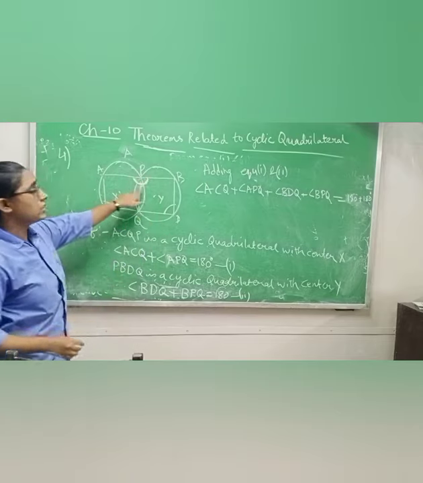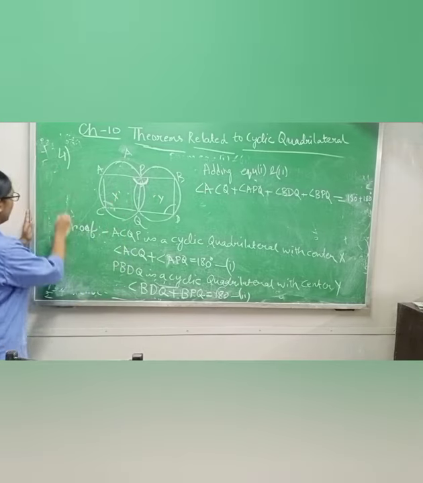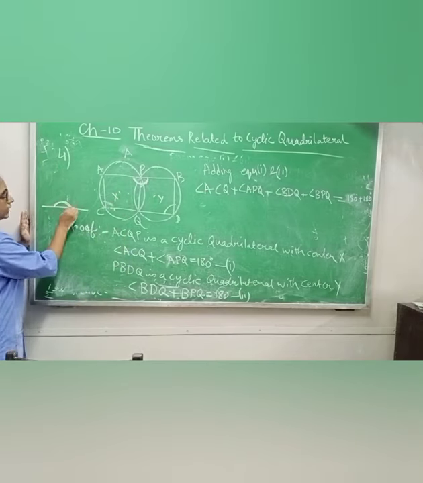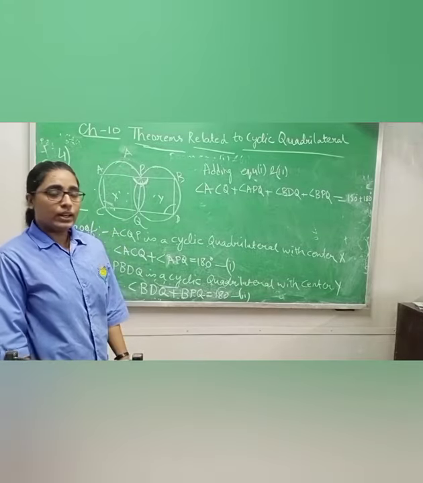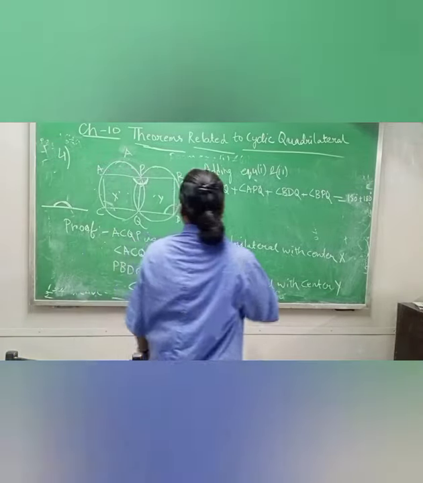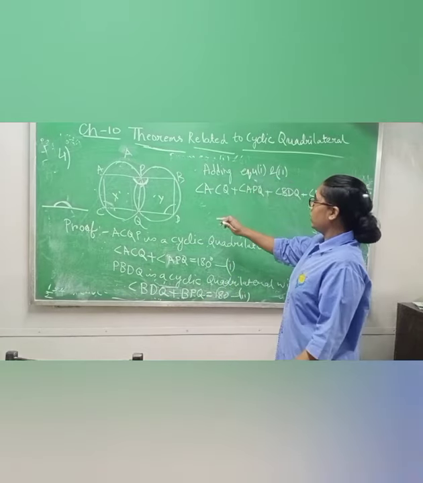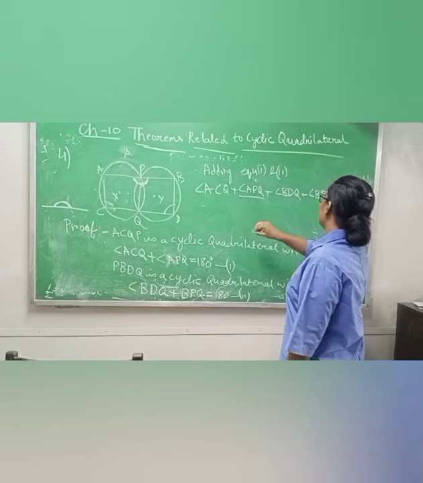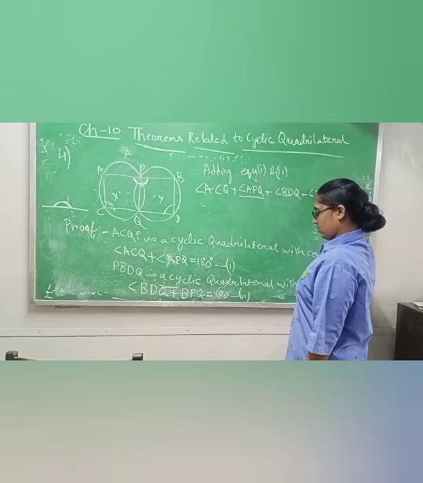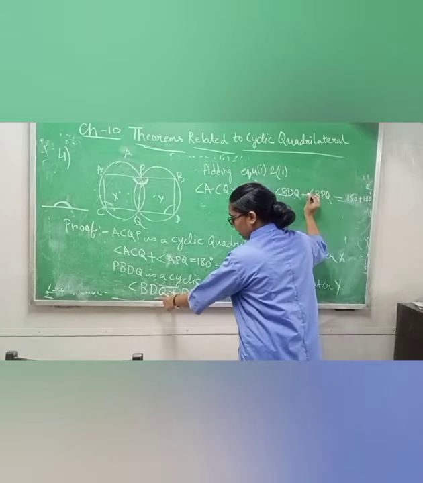Why? Because see, this one is a straight line. A straight line means this angle is always 180 degrees. In your protractor also the straight line is 180 degrees. So where we have APQ and PBD, okay, I have written PBD now.